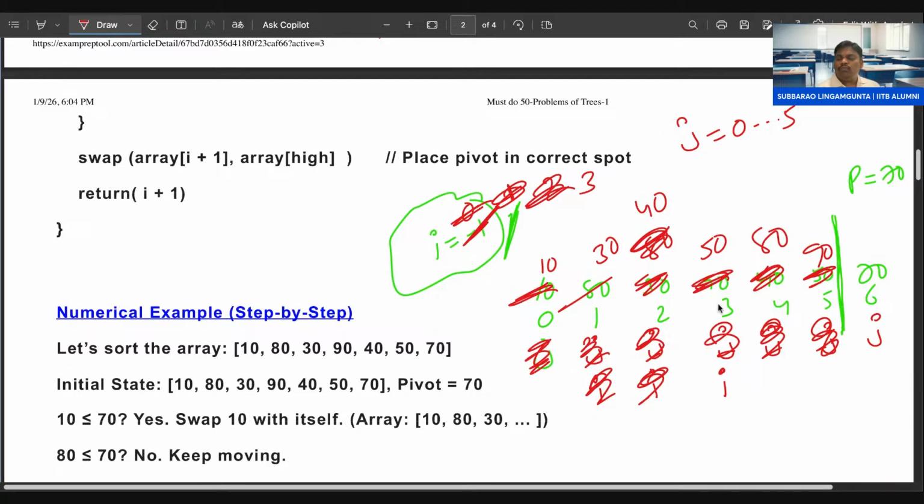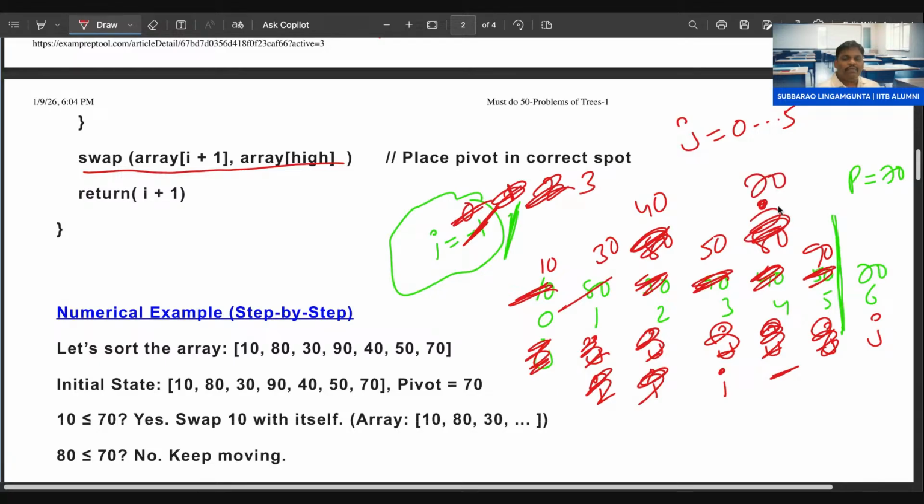Whenever you are out of the for loop, remember everyone, try to understand, please be careful. Whenever you are out of the for loop, what you do is, right? So I plus 1, right? And j value. Can you see the last one? Swap a of I plus 1 and high. So I plus 1 means this person, and j, wherever j is there, swap it.